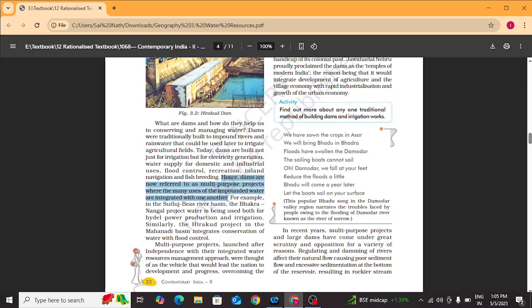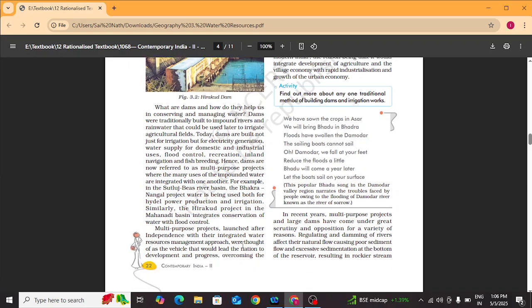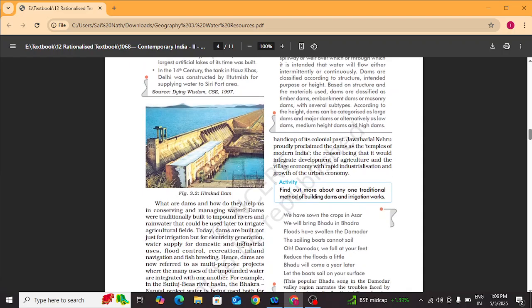integrated with one another. Now we have the Satluj-Beas River Basin. The dam is the Bhakra Nangal project, for hydel power and irrigation. Similarly, Hirakud in the Mahanadi Basin integrates the conservation of water with flood control. So you can read about more dams here.